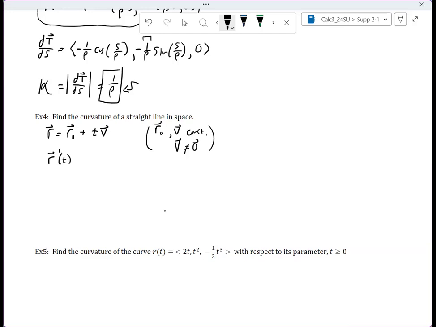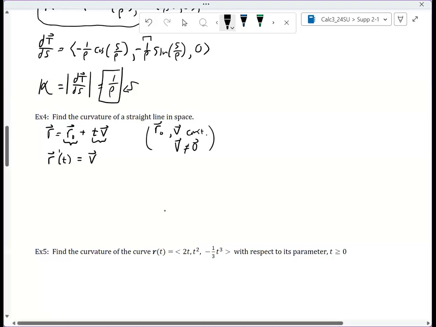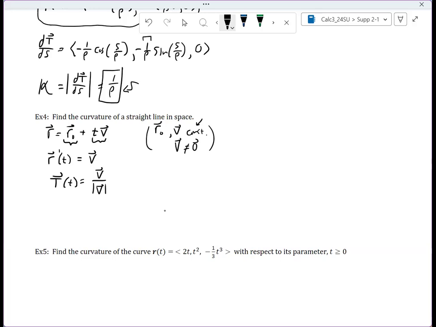So what's r prime of t? Well, I see that r naught is just a constant vector. It just differentiates off. And then I have t times v. r prime is just v. What is my unit tangent vector in terms of t? Well, that is v over length v. Remember, v is constant. So it's just v over length v, some other constant vector that is just a rescaling of the constant vector v.